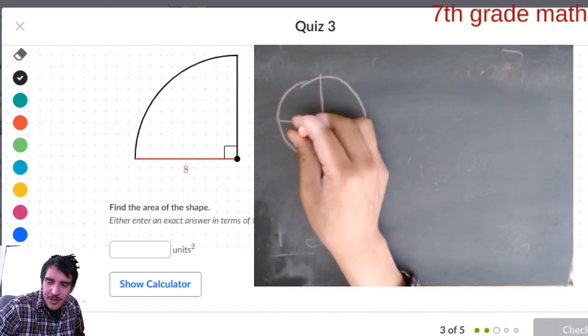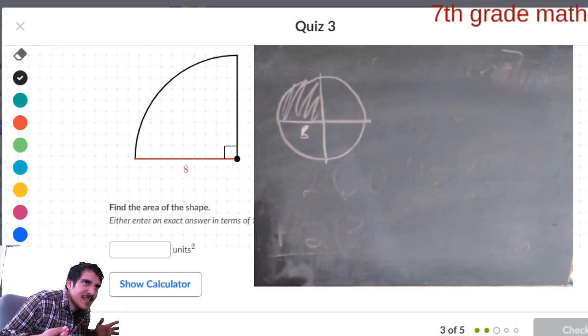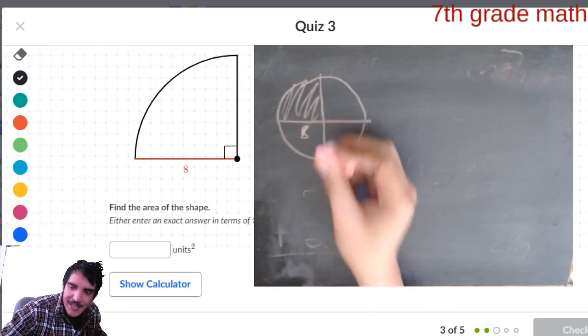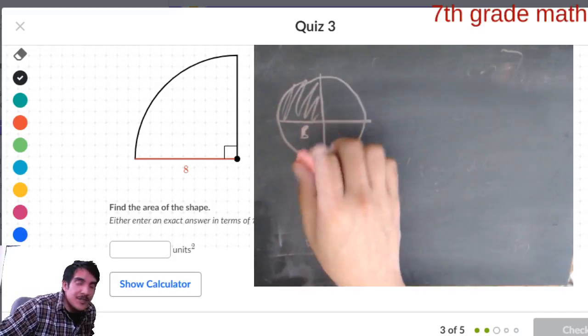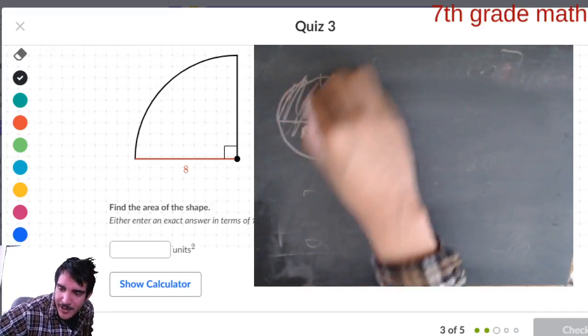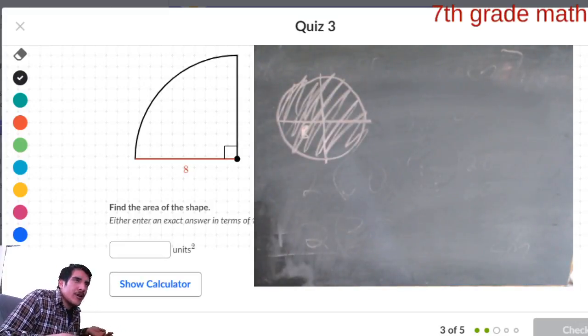So this quarter circle is like the one I have drawn right up here. It's the same exact quarter circle. It's got a radius of 8, and we're going to find the area of this thing. So to find the area of this little quarter circle, first you need to find this whole area, and then you've got to divide it by 4.